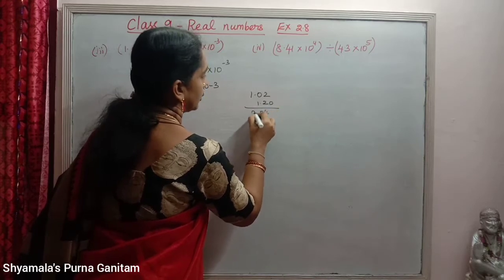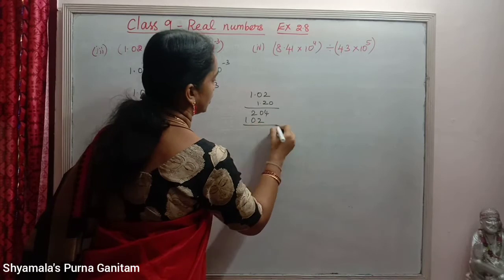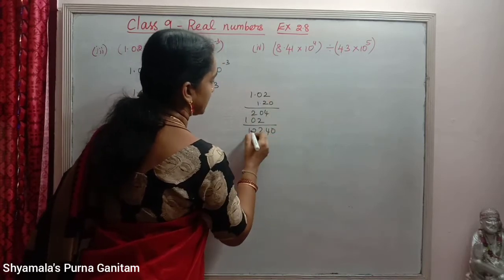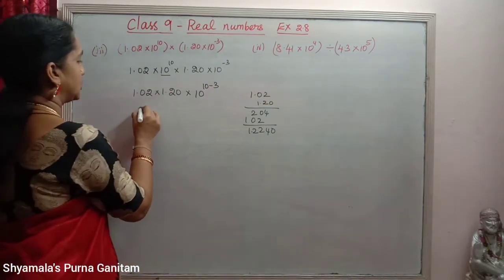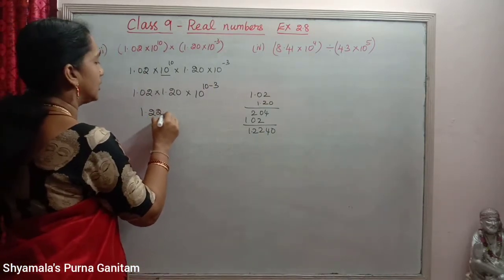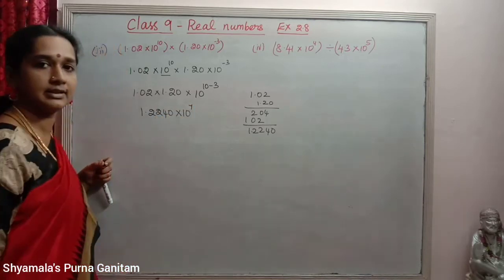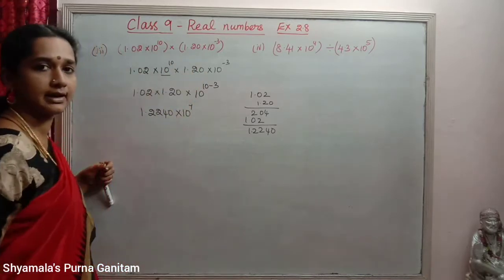2 2s are 4, 204. Then 102 into 1 is 102. So 12240. With 4 decimal places, we get 1.224. So 1.2240 into 10 power 7. This is the answer. When we simplify this, we will get the answer like this.